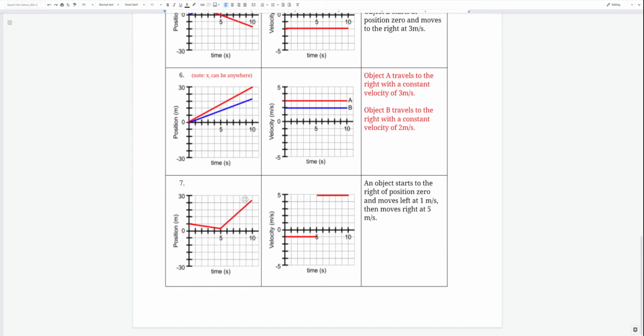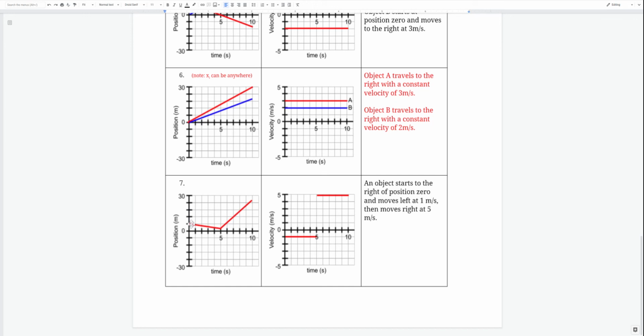In the last one, we are given the description for this. An object starts to the right of position 0 and moves left at 1 meter per second, and then it moves right at 5 meters per second. So we just need any position to the right of 0. We chose here positive 6.